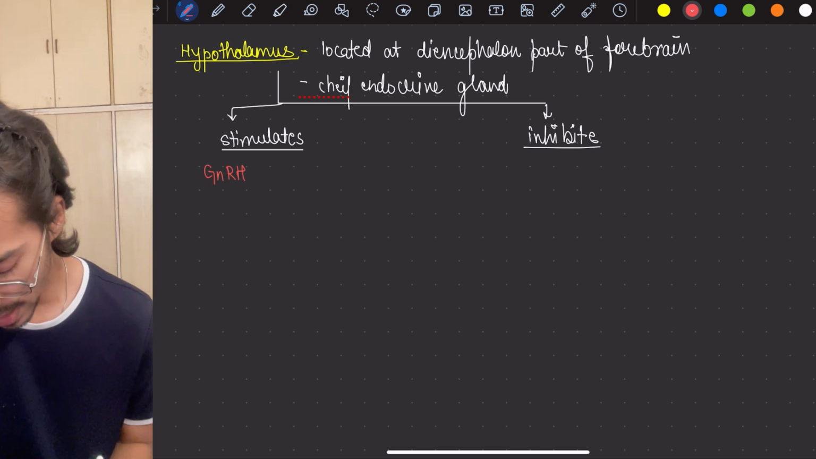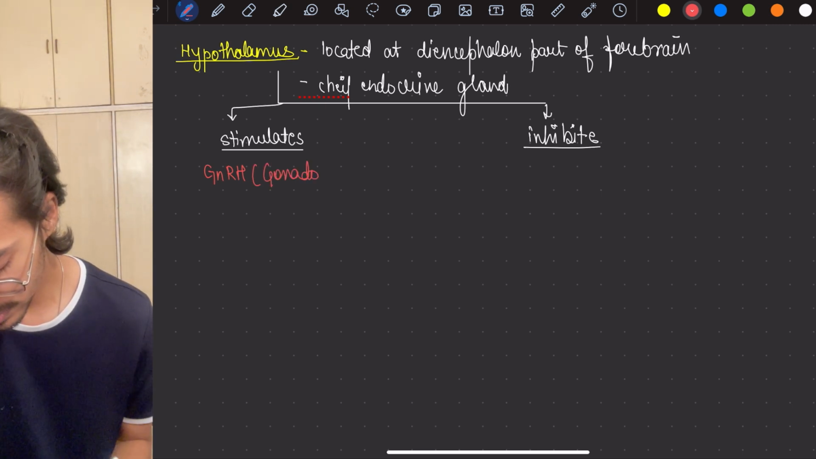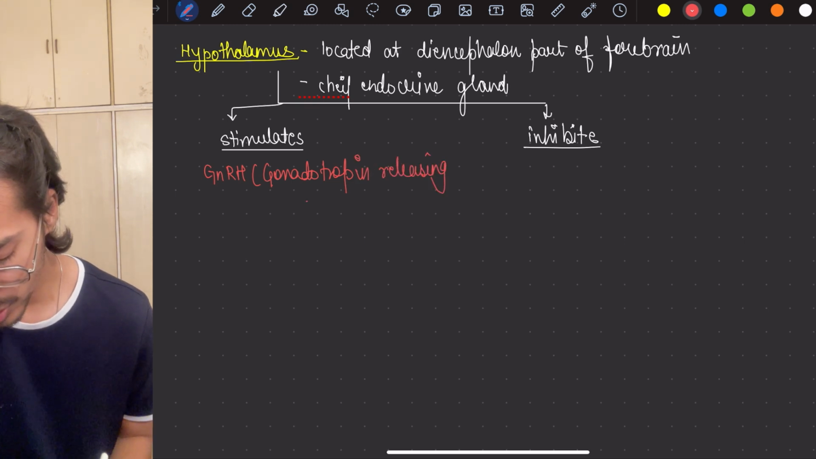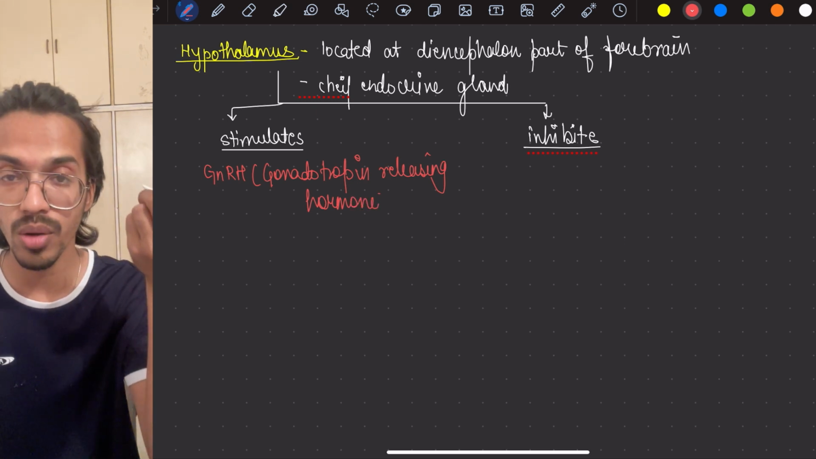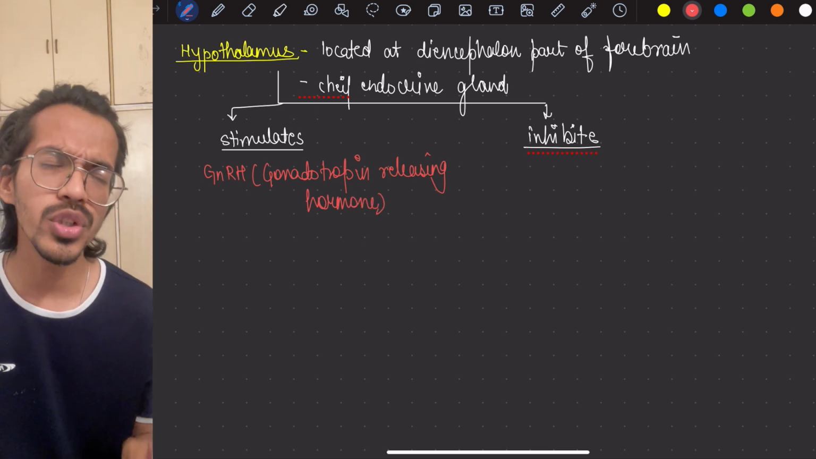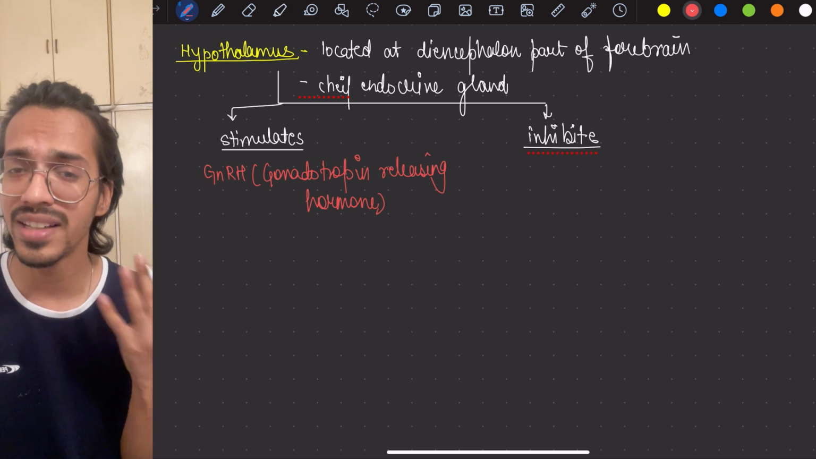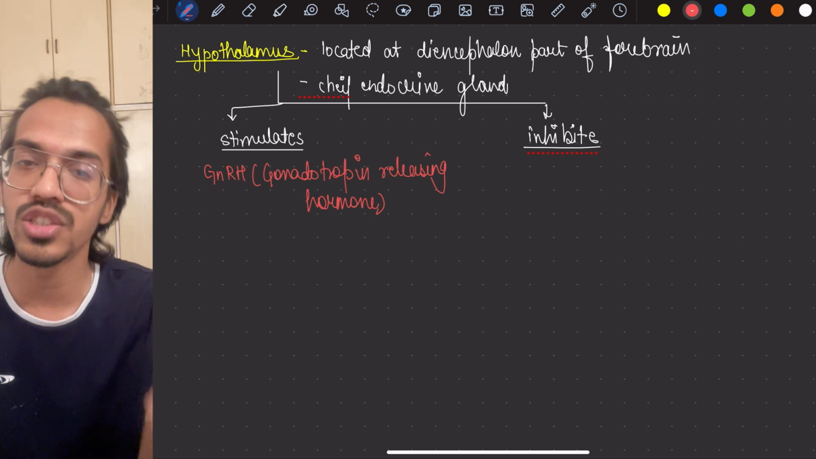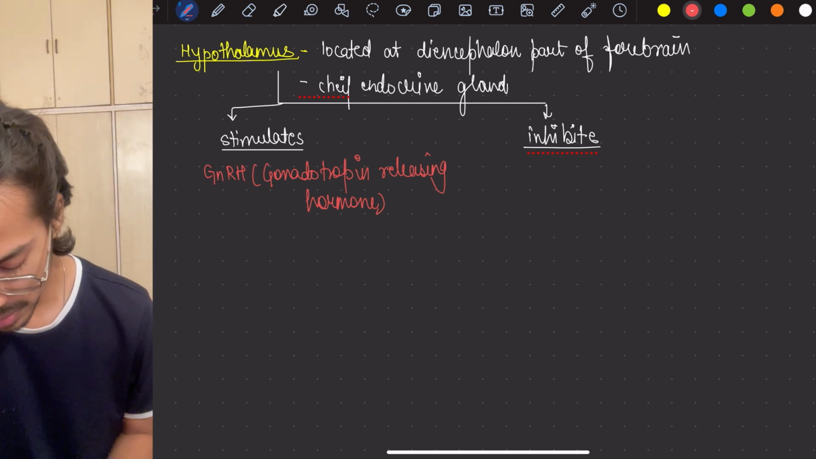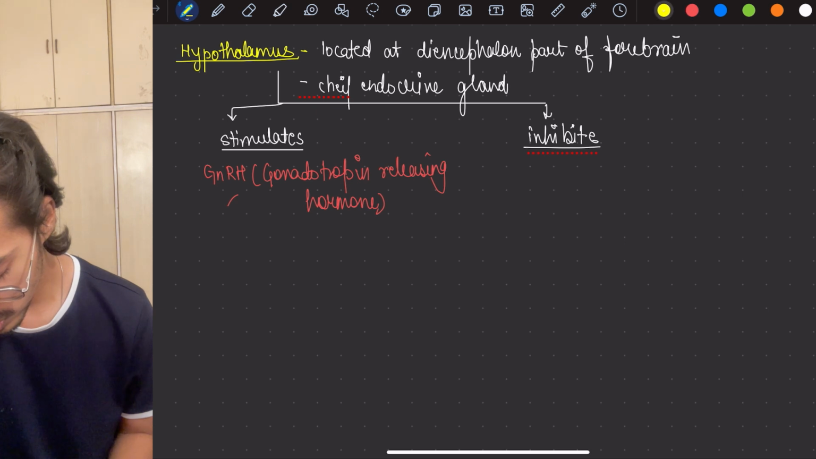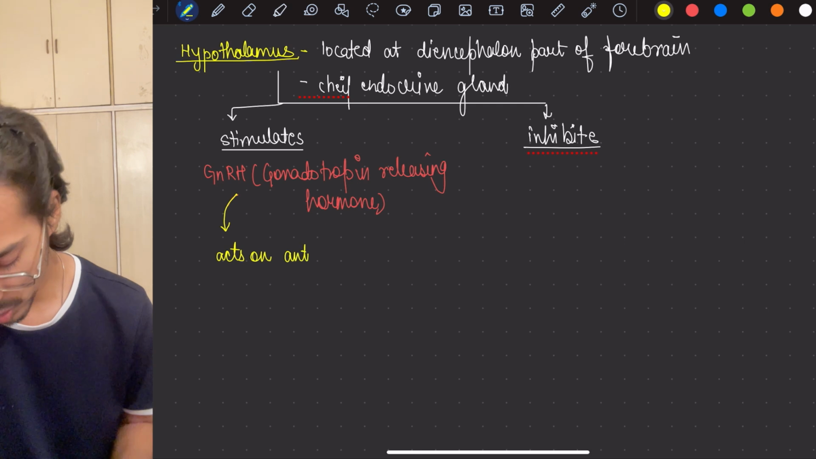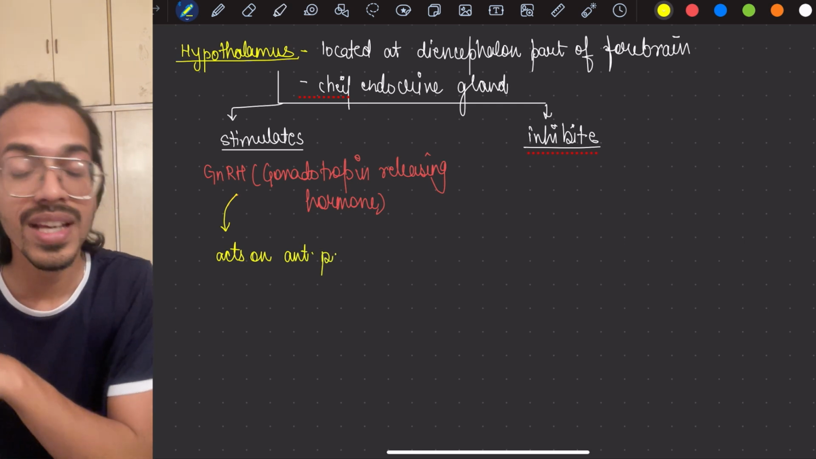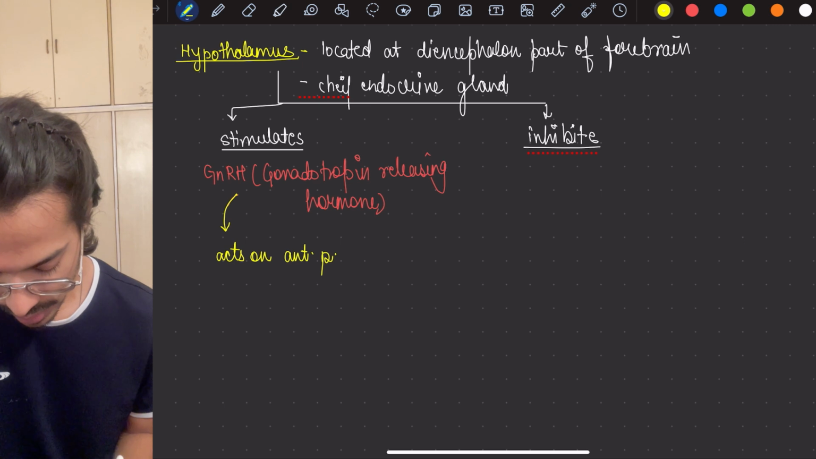That is what? Gonadotropin releasing hormone. So it will do what? Once the hypothalamus releases this hormone, it will go and act on the anterior pituitary. All of the things that have been released by this act on the other glands to start the secretions of something, and this gonadotropin will go and act on the anterior pituitary, because anterior pituitary only has gonadotropins, which we will study later.